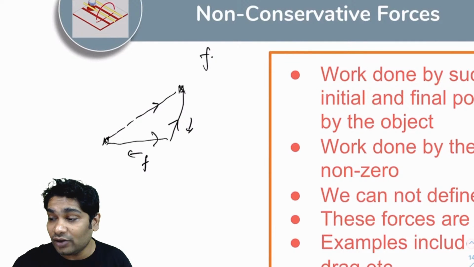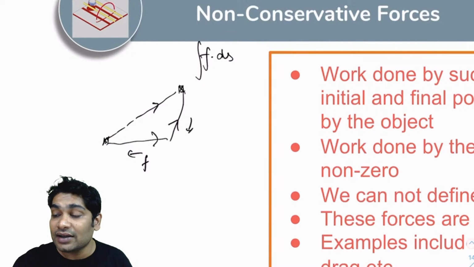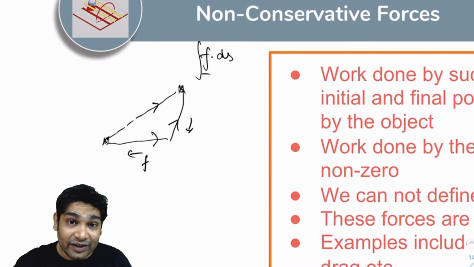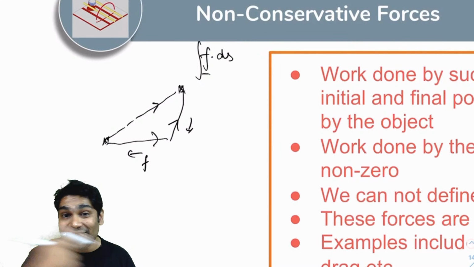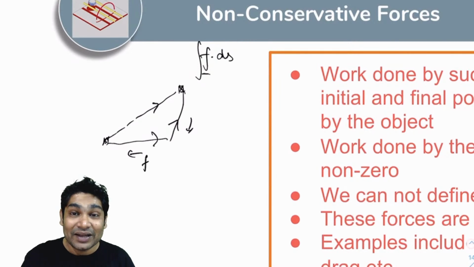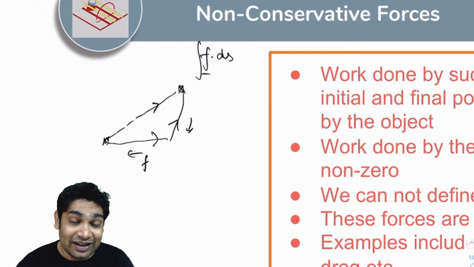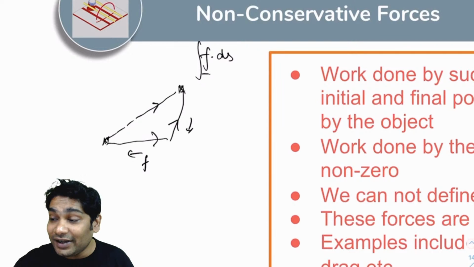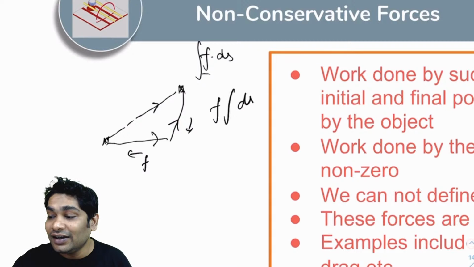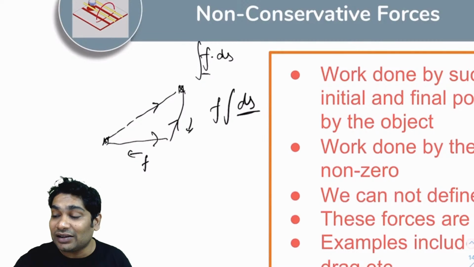So what is the integral f dot ds? If I assume that the angle between kinetic friction and displacement will always be 180. Why? Because kinetic friction always acts opposite to the displacement. Now, since it is kinetic friction, its magnitude has also to be fixed. Its magnitude will not change. So while integrating this, I can get the f out of the integration. And what do I get? Integral of ds. And integral ds is nothing but the path length. So I'm getting f into path length. So you realize here that the work done depends on the path.